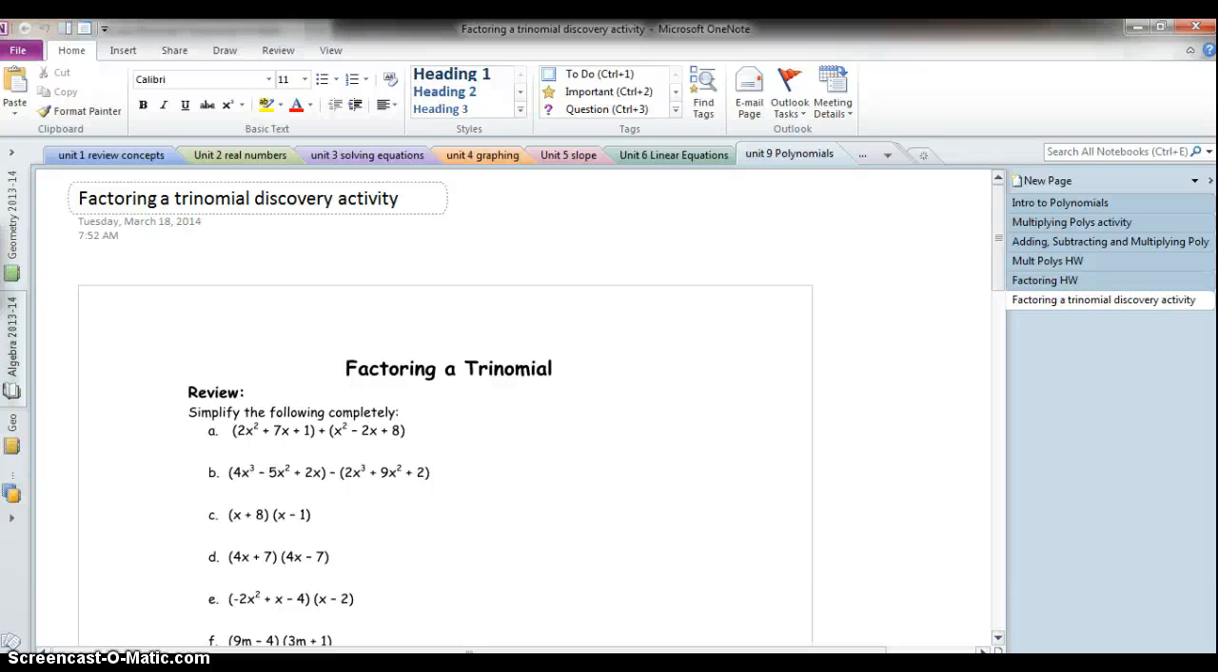All right, guys, this video is going to teach you how to factor a trinomial. So before you get started, there is a worksheet on Net Classroom called Factoring a Trinomial Discovery Activity. Pause the video right now and go grab that and print it to OneNote. It looks exactly like my screen right now. So do that now.